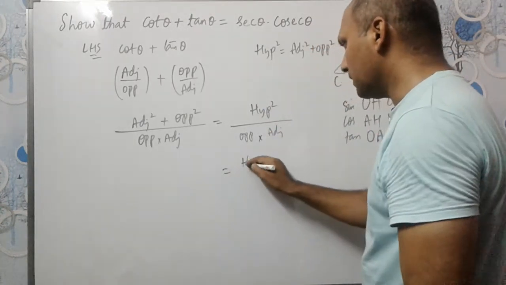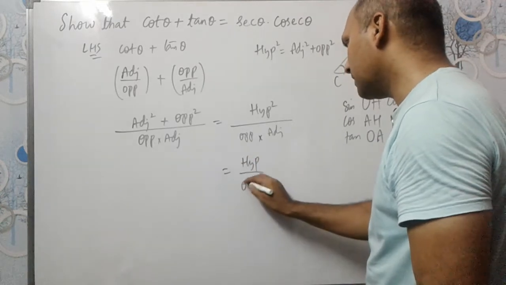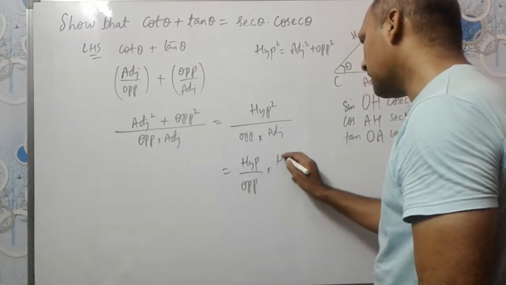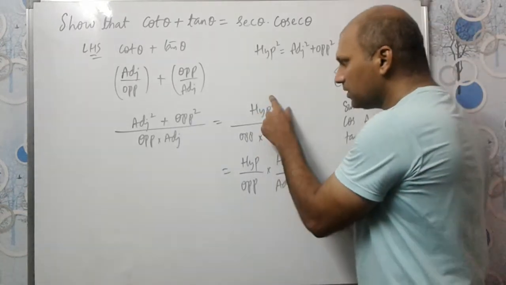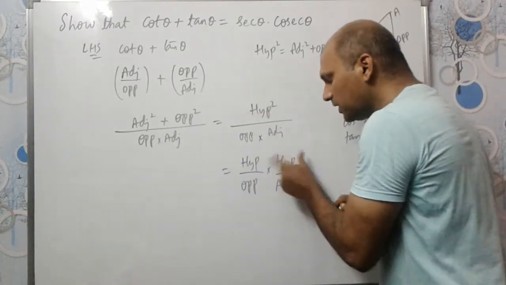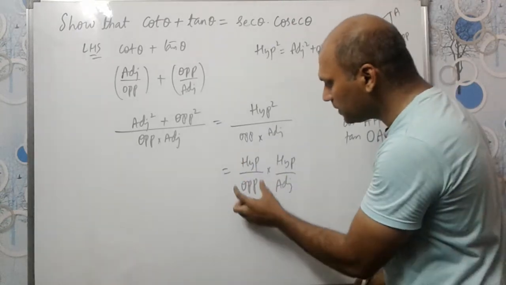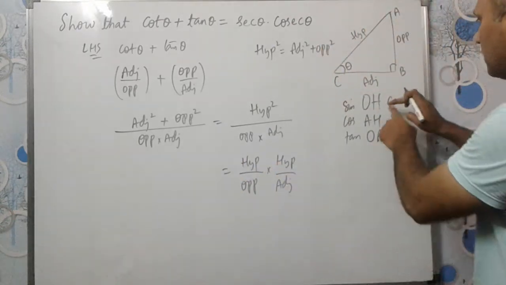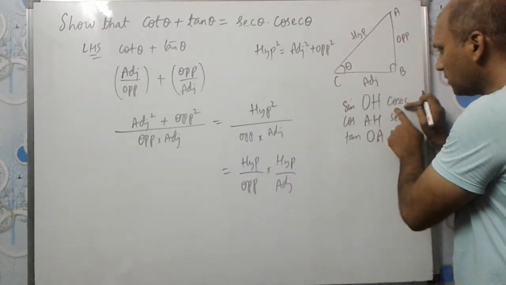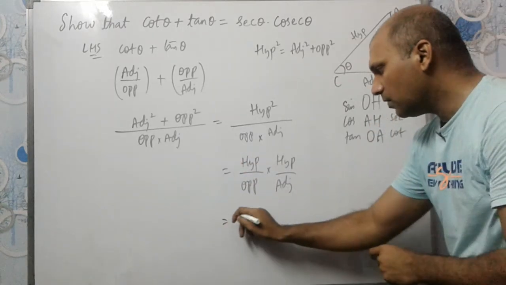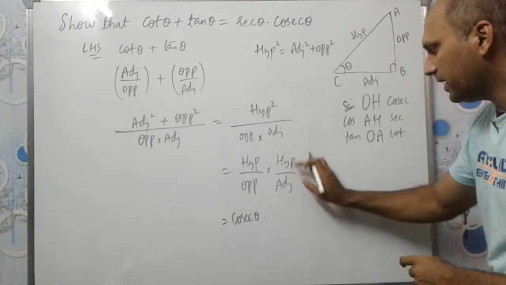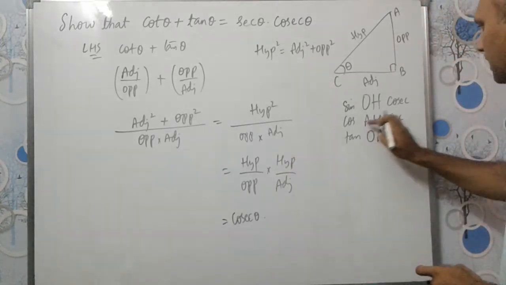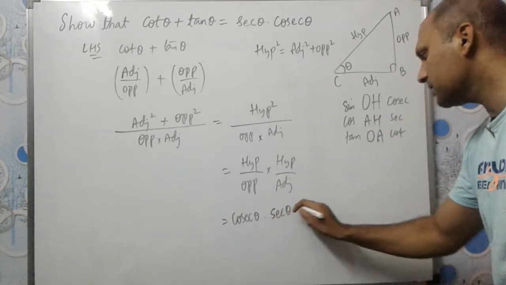So what I'll do here is I'll write hypotenuse divided by opposite once and hypotenuse divided by adjacent. See, hypotenuse square, I am writing it as hypotenuse multiplied by hypotenuse. What is hypotenuse divided by opposite? Hypotenuse divided by opposite is cosecant. So this part will become cosecant theta multiplied by hypotenuse divided by adjacent. Hypotenuse divided by adjacent will become secant.